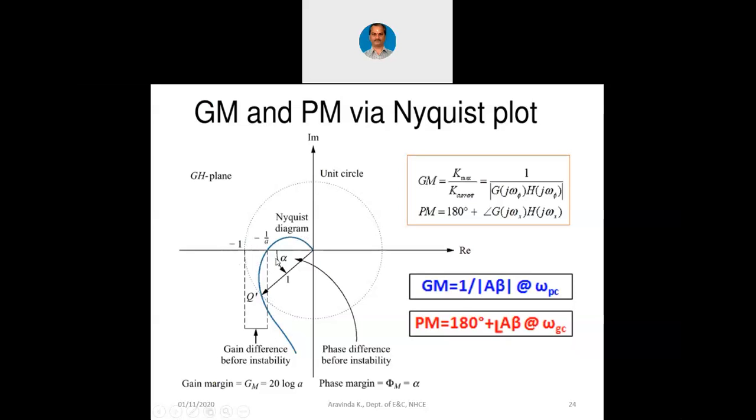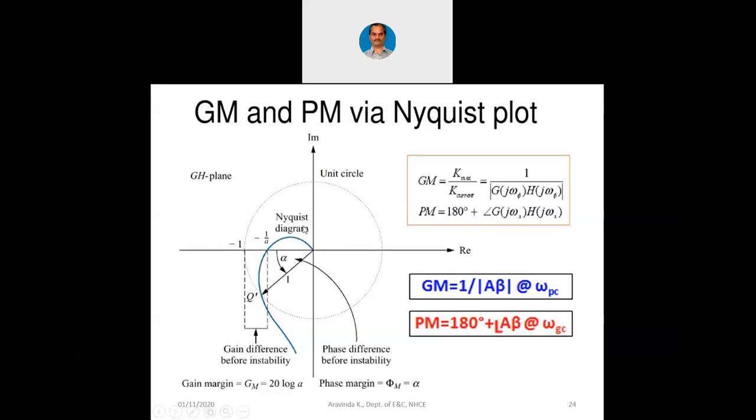Now you can see the notations given here. Between this -1 and this -1 by A, there is a gain difference that is before instability. This -1 point corresponds to instability. That means there is a difference A. So gain margin is 20 log of A in decibels.